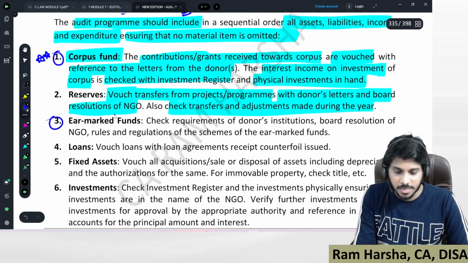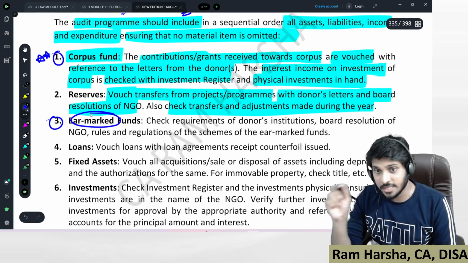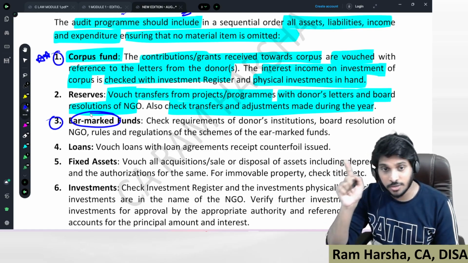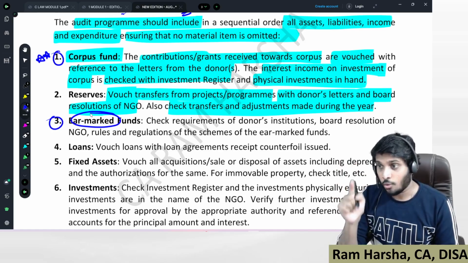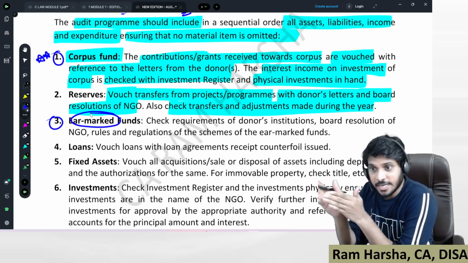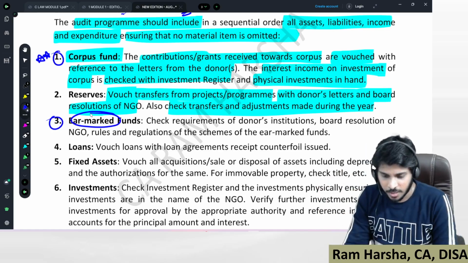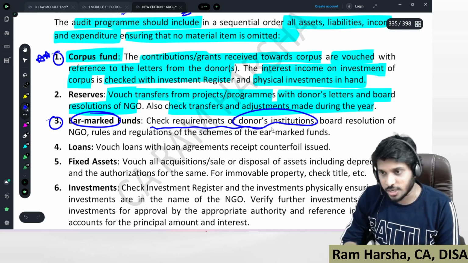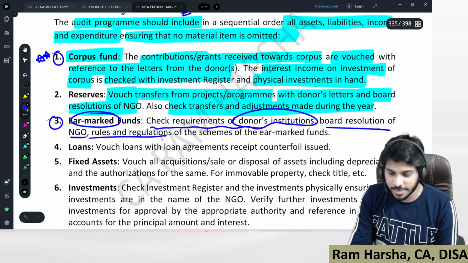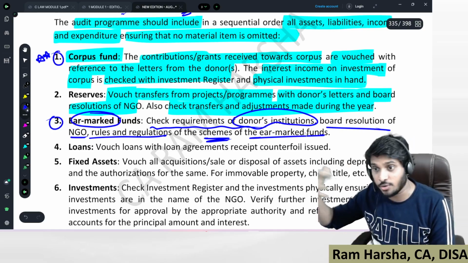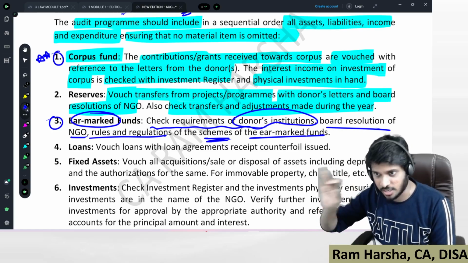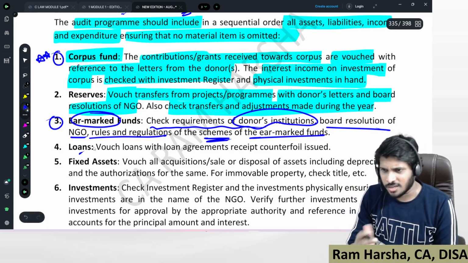Earmarked funds. Earmarked means we are giving that donation for a specific purpose. Suppose I gave a donation of 10,000 only for construction of a building. Only for that purpose they should use my donation, and the money I gave they should keep in a separate fund. That's called earmarked fund. So check the donor's instructions, for what purpose the donor gave, and look at the board resolution. Look at the rules and regulations and the schemes for the earmarked fund, how that specific reserve fund shall be utilized. Check it out.